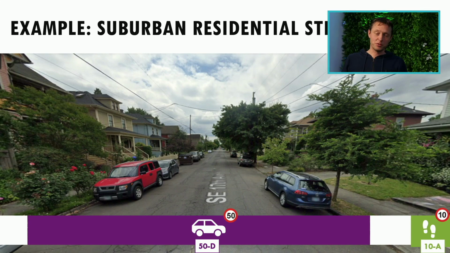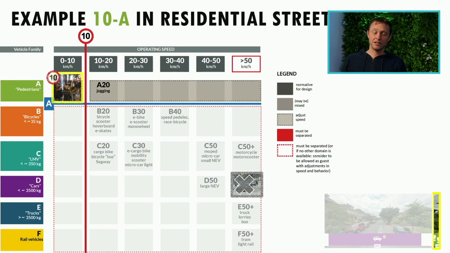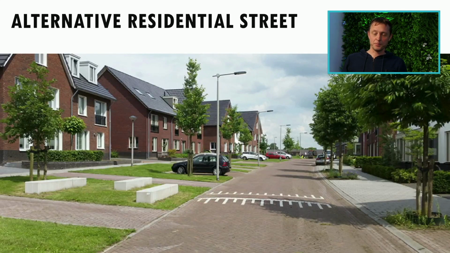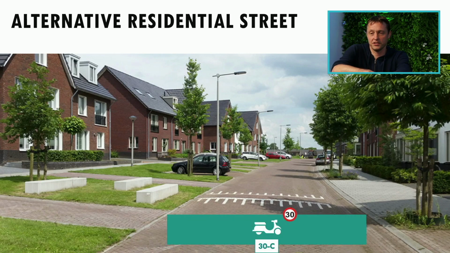Maybe so. Let's bring another example of another street that's been designed in a different way. Well, it's a residential street. Yep. It's green, it's suburban. This is in a Dutch setting, but the street looks different. So let's bring in the domains.